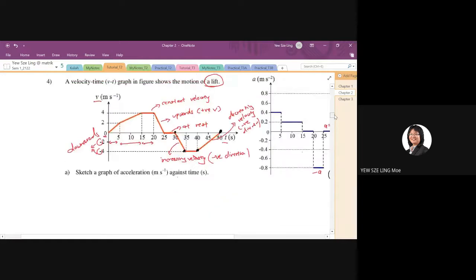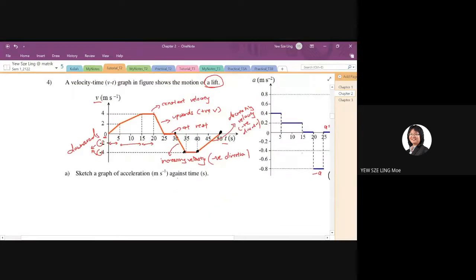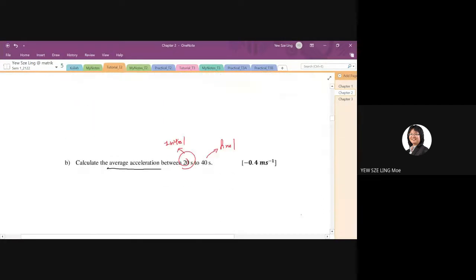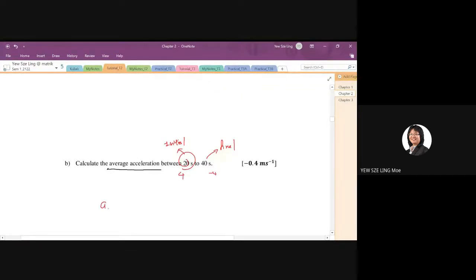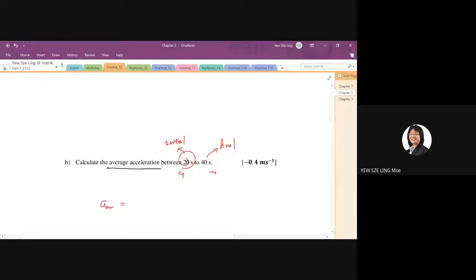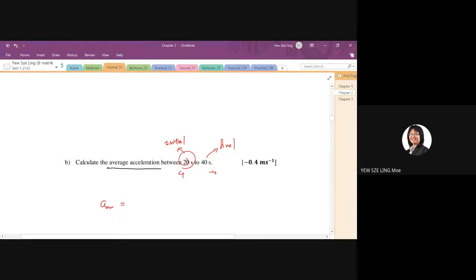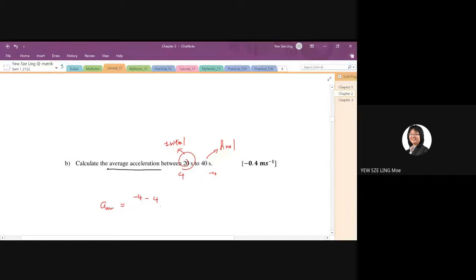Now let's look at the graph. At 20 and 40: at 20, I have v equals 4. At 40, I have v equals -4. So A average is equal to your final, which is -4, minus initial, which is +4. So -4 minus +4, divided by the time, 40 minus 20.